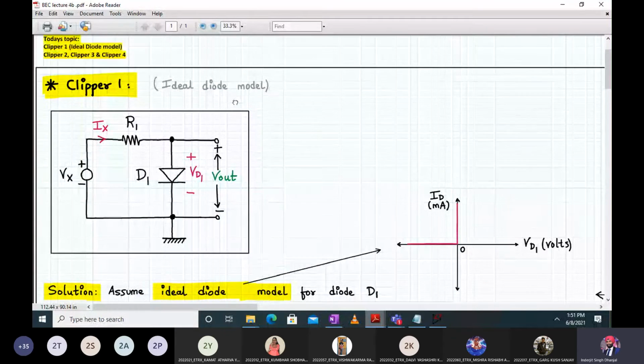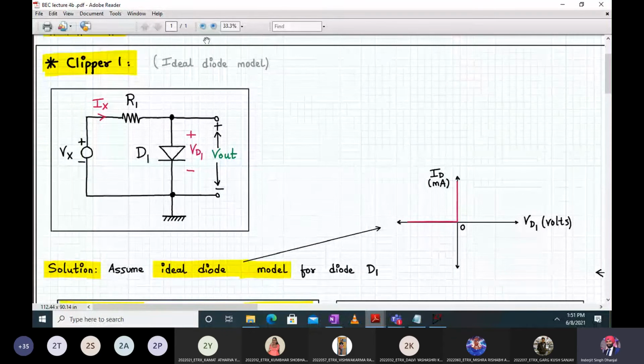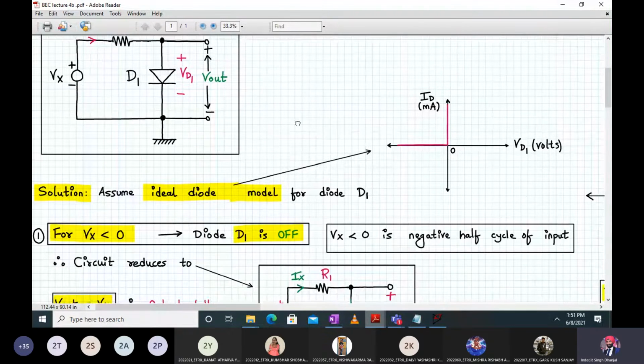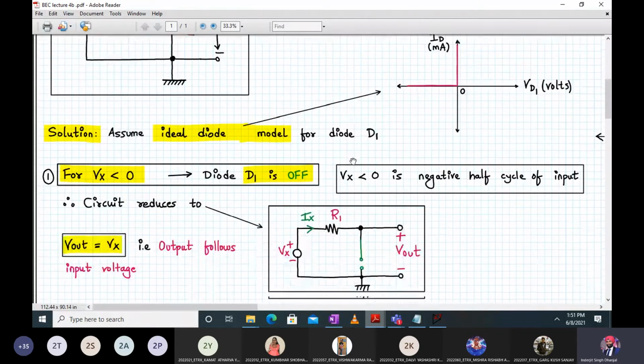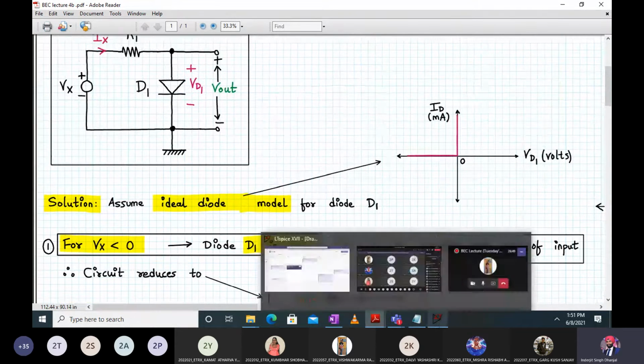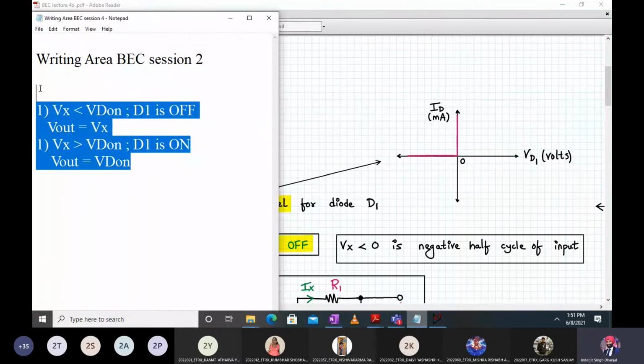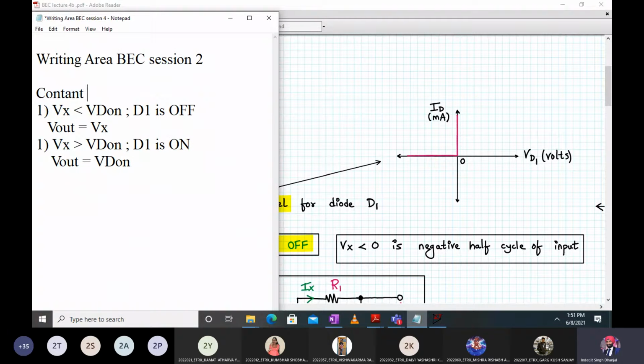We are again discussing clipper number 1, but now with the ideal diode model. Quickly we will see the analysis. What is the difference between the ideal diode model and the constant voltage model? For the ideal diode model, VD on is 0. That's it. VD on is 0 for the ideal diode model. So we can say that these conditions which we have written over here are for the constant voltage model. This is the first one.